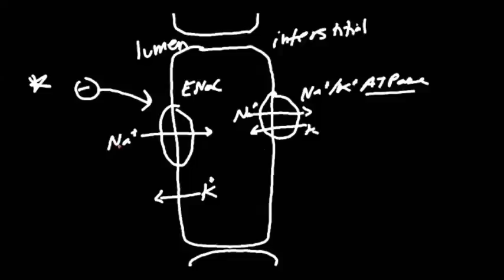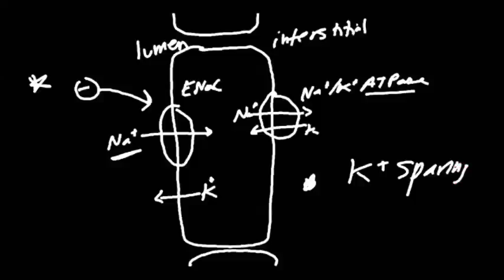And if we block this sodium channel, what will happen is you lose sodium, so you'll have possibly a hypokalemia. The amiloride diuretics are known as potassium sparing. They're known as potassium sparing diuretics.